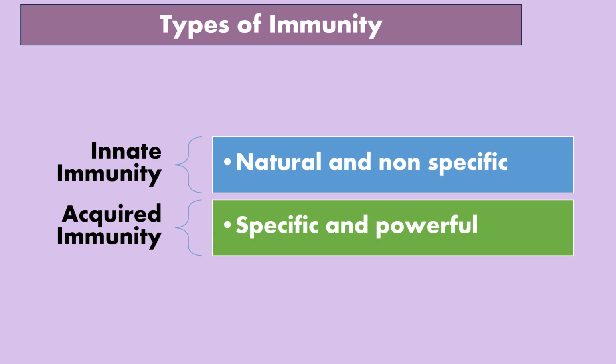The next type is acquired immunity. This is the immunity that an individual acquires after birth, which is also called adaptive or specific immunity. This type of immunity is produced by the exposure of an organism to an antigen, which stimulates the production of antibodies. It is specific and mediated by antibodies or lymphocytes or both, which can make the antigen harmless.